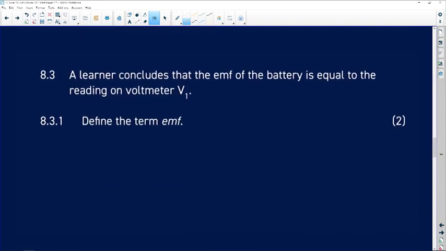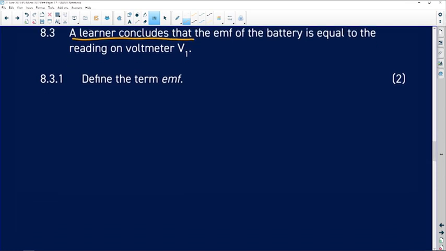Now 8.3. A learner concludes that the EMF of the battery is equal to the reading on voltmeter V1. We are not sure if this learner is telling the truth here, but we will find out very soon. 8.3.1 is a definition again. They are looking for EMF. How do you define the term EMF?